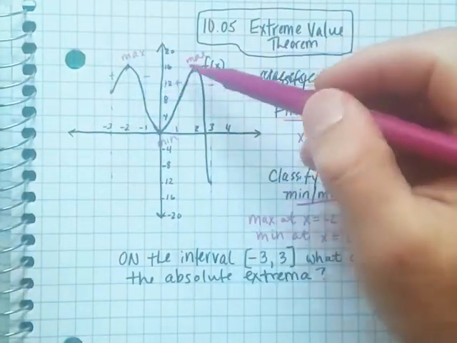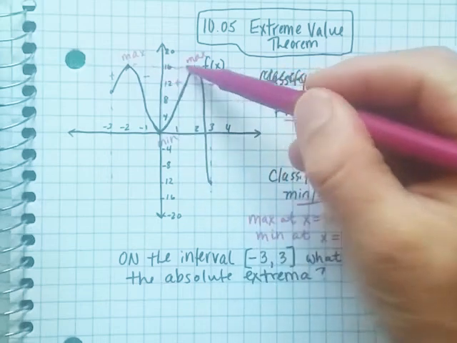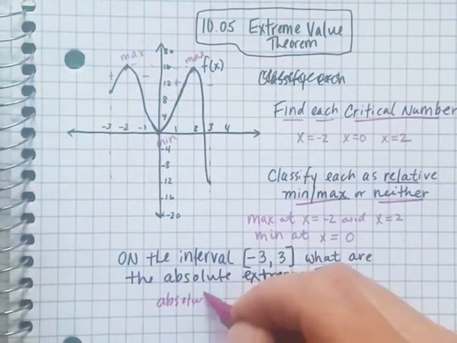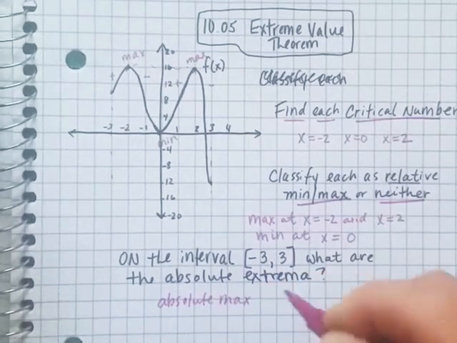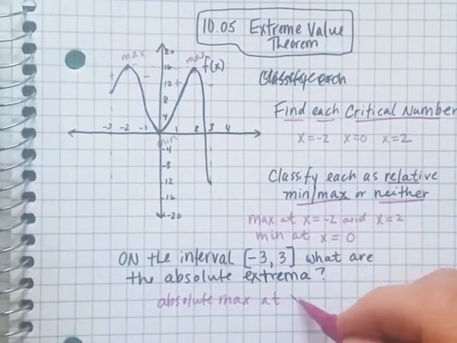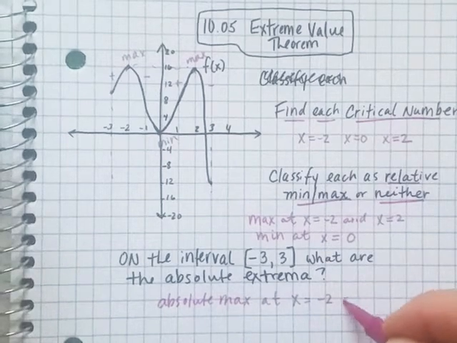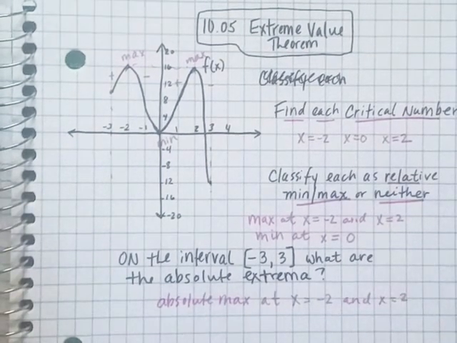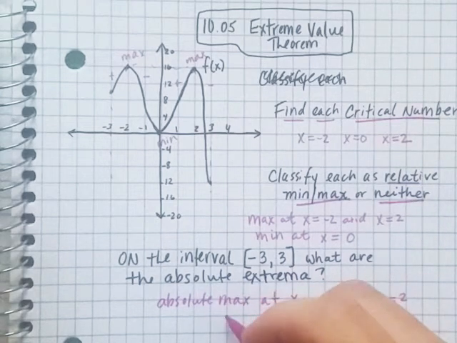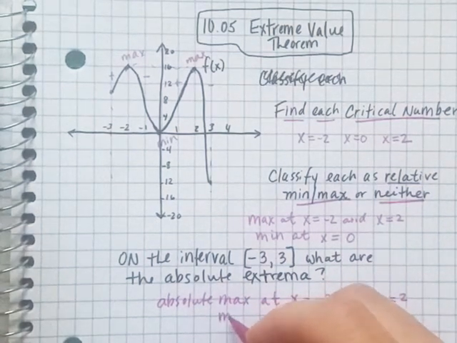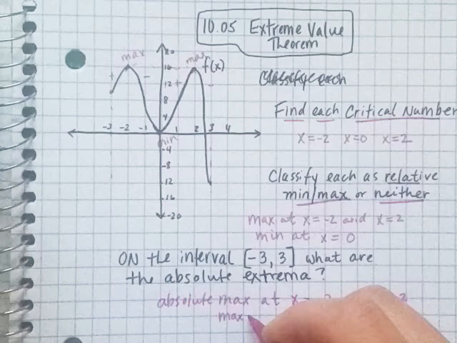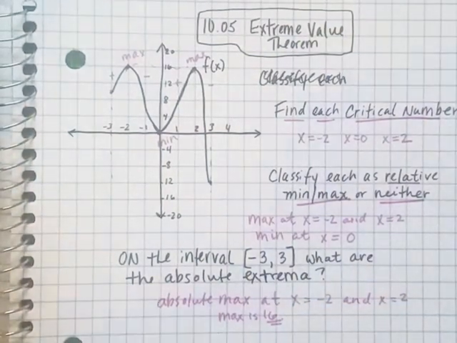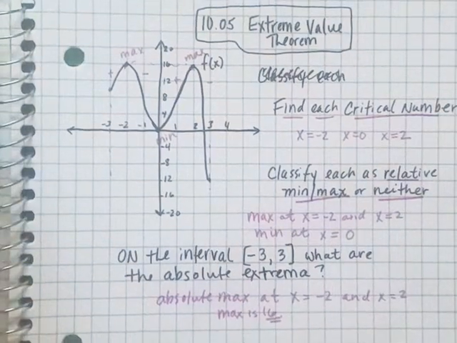So let's start with the max. Does anything go above a maximum of 16 here? No. So our absolute max is going to be at x equals -2 and x equals 2. And that absolute max is 16. That would be the y value, the output in that situation.